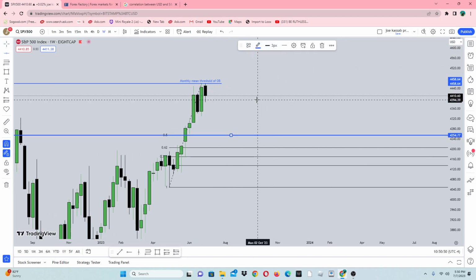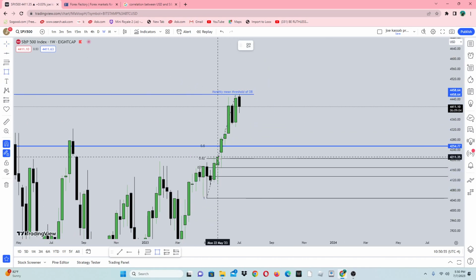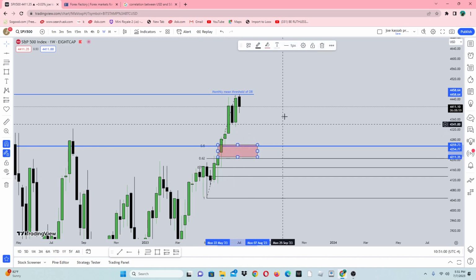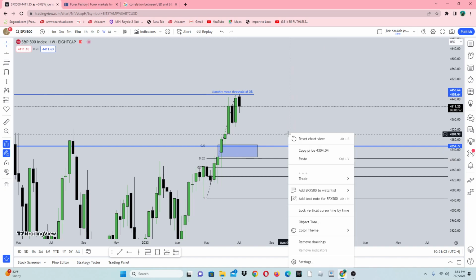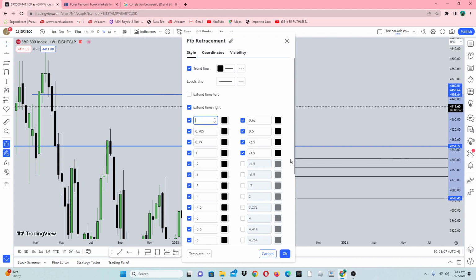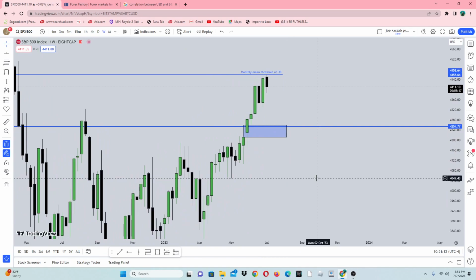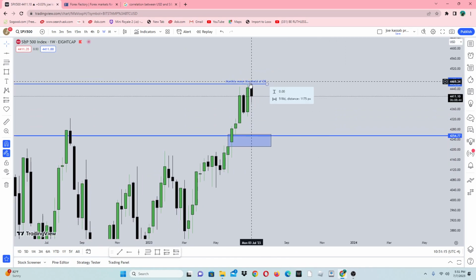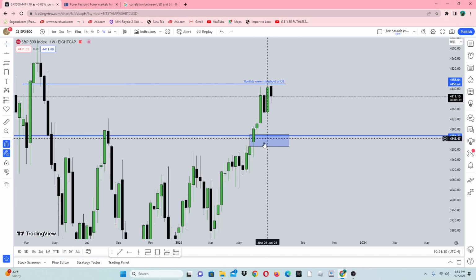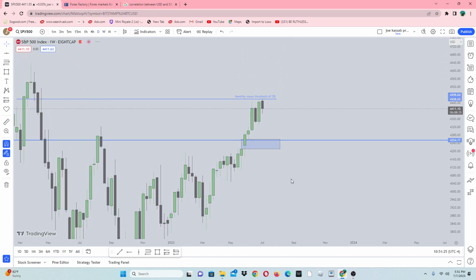So the weekly equilibrium is marked in blue, and I mark a PD array below equilibrium, and I like to mark the fair value gaps. Okay, so I like to see the fair value gaps. So this is weekly fair value gap. Now what I want to see is, on the weekly basis, I want to hit this weekly equilibrium and this weekly order block.